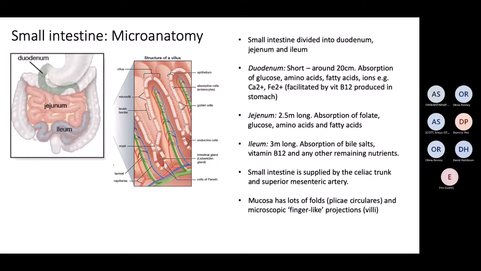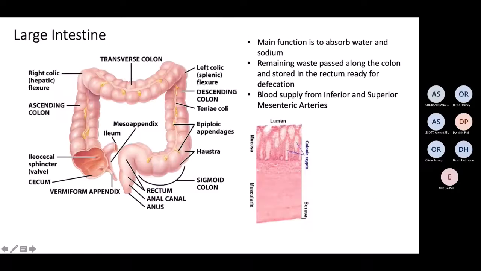The blood supply is the celiac trunk, which comes off the SMA. And you can see here this microscopic picture. You've got mucosal folds in the small intestine that massively increase the surface area, and these villi, tiny little finger-like projections, give a lot more surface area for all of these nutrients to be absorbed.